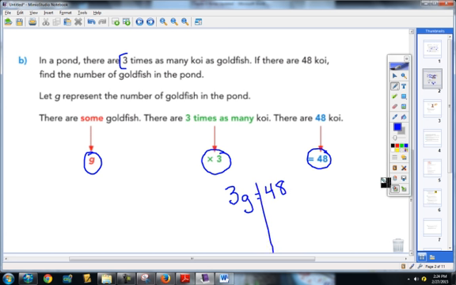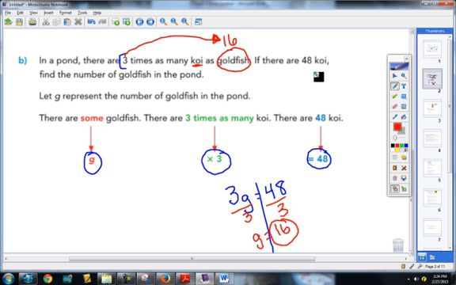And then we ask ourselves, what is happening to the variable? And all of you would say, it is being multiplied by 3, so we're going to divide by 3 on both the left and the right. We're going to be left with g equaling 16. Then again, we come up here and ask ourselves, does that make sense? Could there be 16 goldfish? If there are 3 times as many koi, then we should be able to do 3 times that and get the actual number of koi, which it does give us.